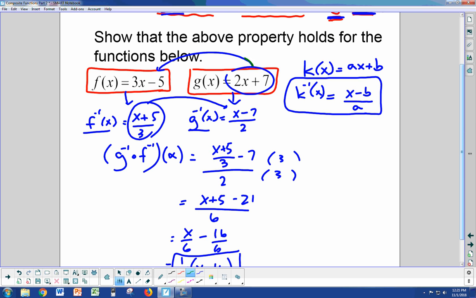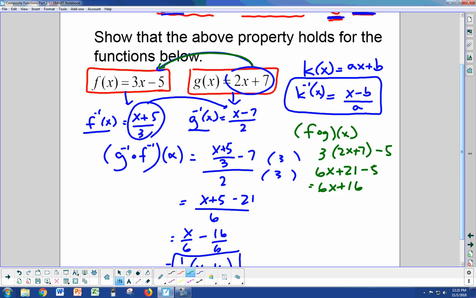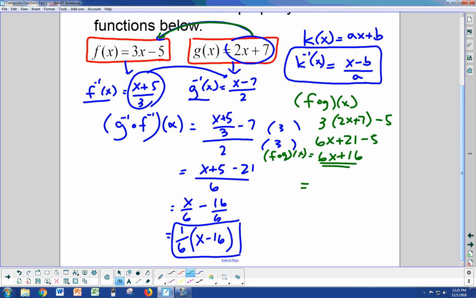We have g of x going into f. So let's just calculate f of g first. And that's going to be 3 times (2x plus 7) being substituted for x, minus 5. So 6x plus 21 minus 5, or 6x plus 16. And that is our function f of g of x. Now remember, this is also linear, so we can very quickly find the inverse of that, and that would just be (x minus 16) all over 6, which does match exactly what we have, so we're good on that one.